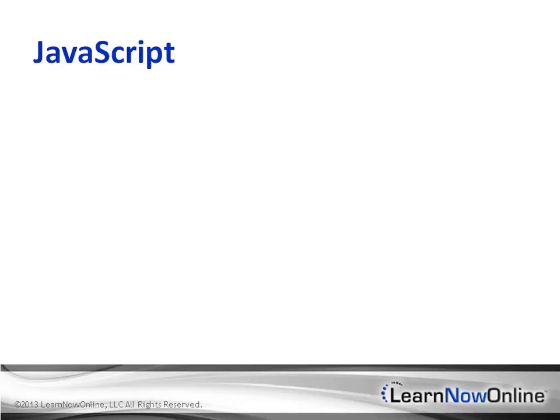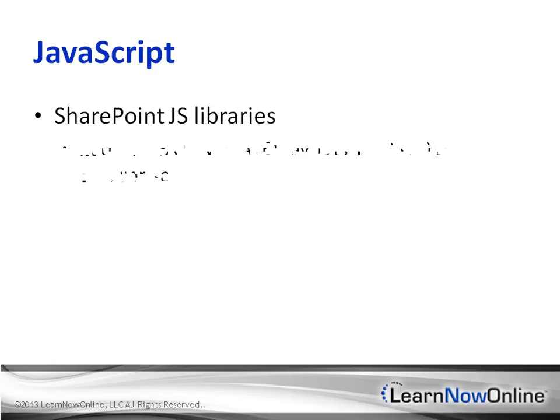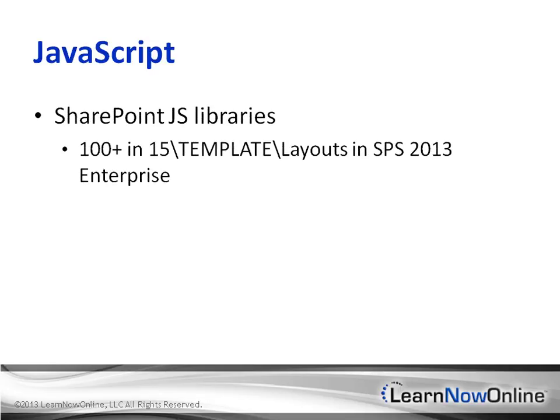So the JavaScript version of the client object model is definitely bigger than the managed code versions. A typical SharePoint page uses a lot of JavaScript contained in many different files, and there are a lot of JavaScript files in the template layouts folder. It's well over 100 in the 15 Hive template layouts for SharePoint Enterprise.